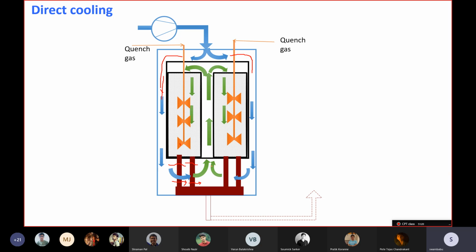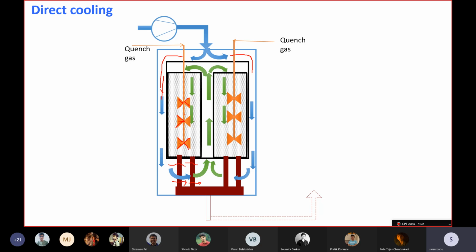So that cold gas is sent to a small pipeline. There is a small pipeline inserted in these beds, and we have nozzles here. This cold gas is sprayed at the intermediate level.